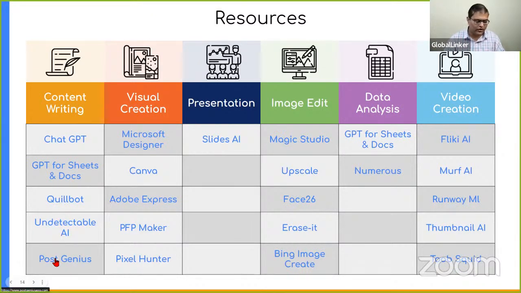And then you have Post Genius. Post Genius is what we use to create that Facebook post. Then you have Microsoft Designer, which we know. Canva also has its own AI tools. That's why Canva is here. Adobe Express is a tool by Adobe. It does not have AI, but it is a very useful tool. So you can use it.